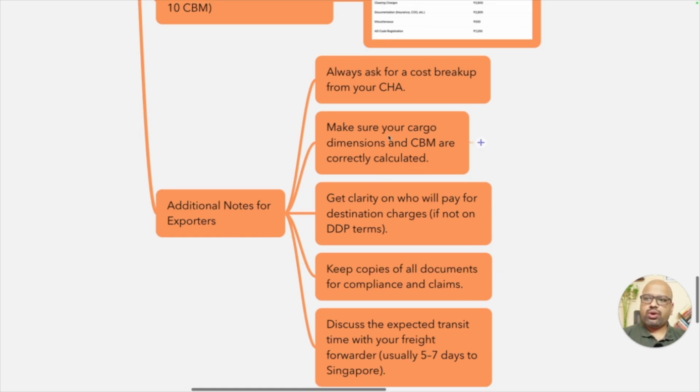Then what you need to do is make sure all your calculations are properly correct, because if you do a CBM calculation wrong, then everything can go for a toss. So do not do this, because every price depends on your CBM. If you do a wrong CBM calculation, that could be a big problem.